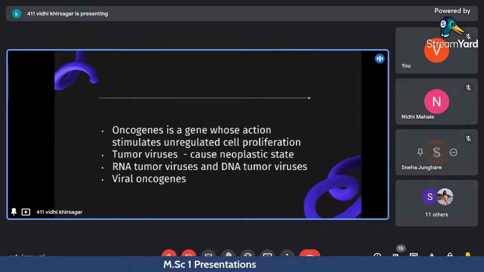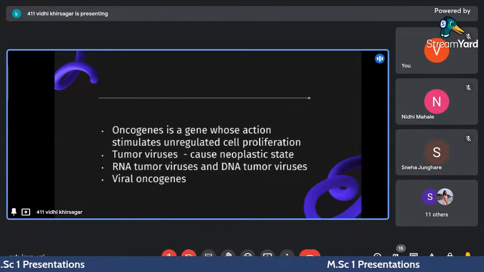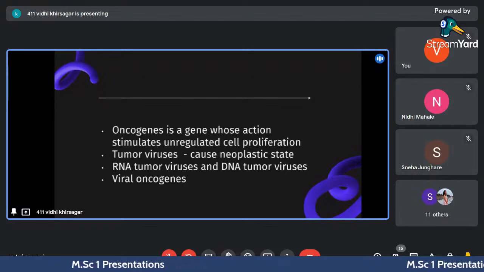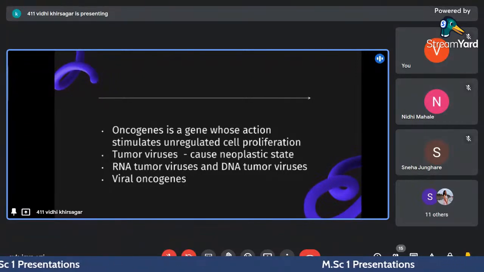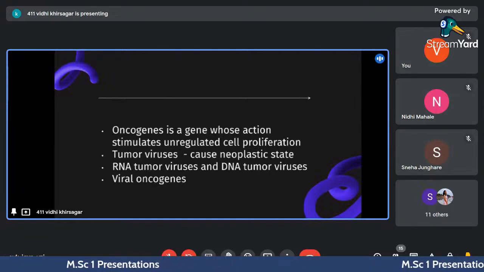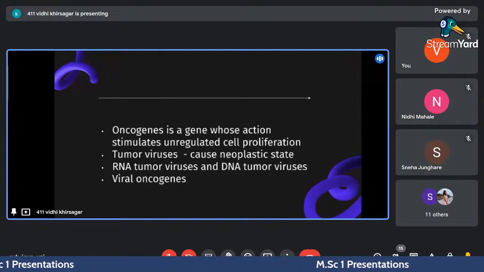Oncogenes. Now, what are these oncogenes? As we all know, oncogenes are the mutated form of proto-oncogenes, which are normally present in cancerous cells. An oncogene is a gene whose action stimulates unregulated cell proliferation. Oncogenes are present in tumor viruses, which cause neoplastic cells.